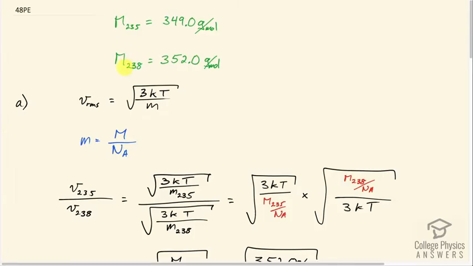When uranium is mined out of the ground, most of it consists of the uranium-238 isotope, which has a molar mass of 352 grams per mole. But the isotope that's useful for nuclear reactors is uranium-235, with a molar mass of 349.0 grams per mole.